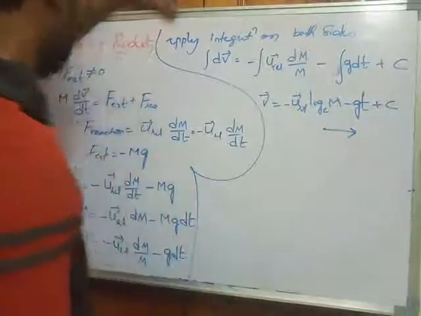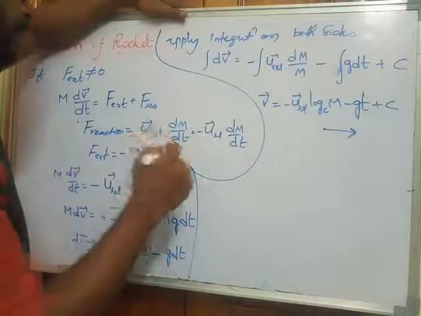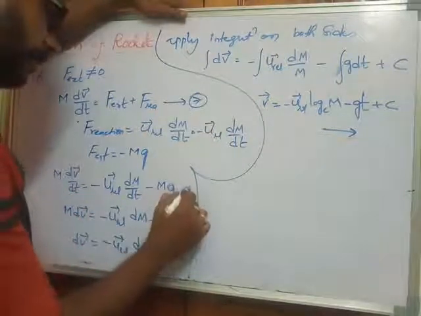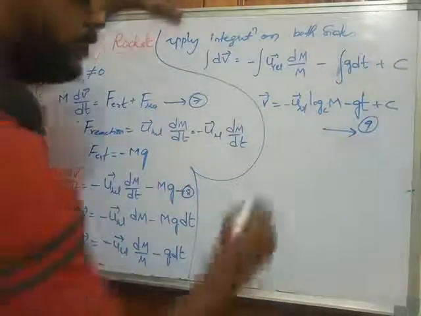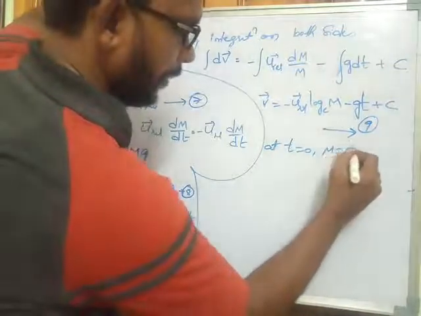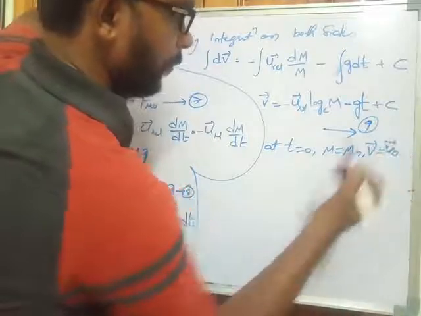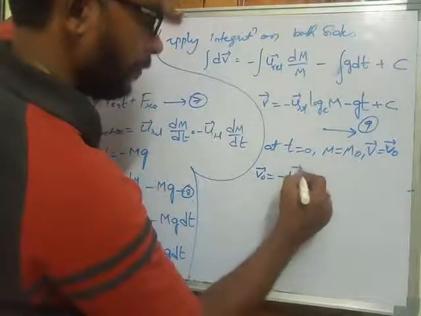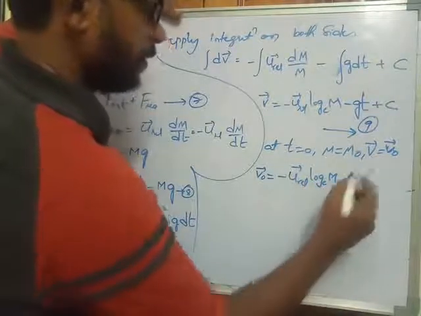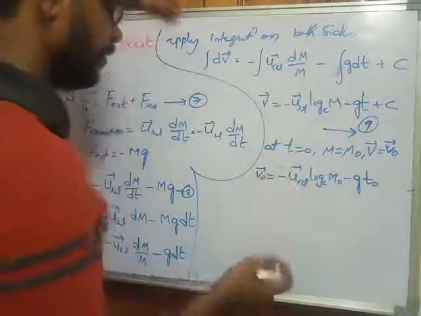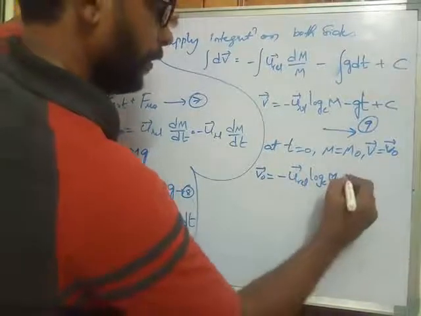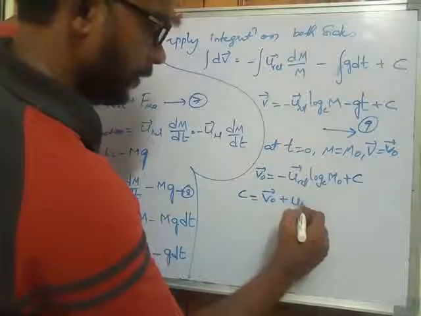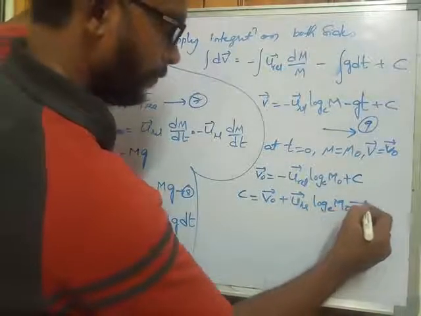Previously we assumed equation number 6, so let us call this equation 7, this 8, and this equation 9. Now at t equal to 0, m can be taken as m naught and v bar as v naught bar. Substituting in that equation, we get v naught bar equal to minus relative velocity log e m naught, minus g times 0, which becomes 0, plus c. So from this equation, c is equal to v naught bar plus relative velocity log e m naught. Assume this is equation number 10.